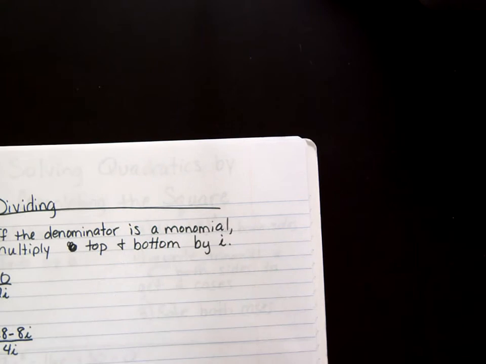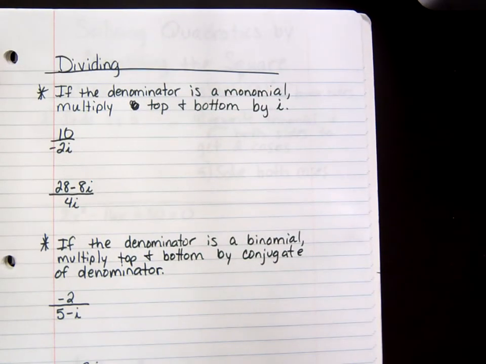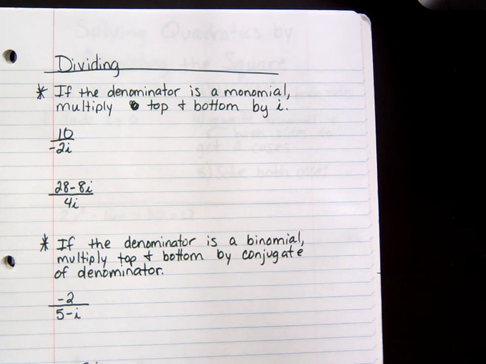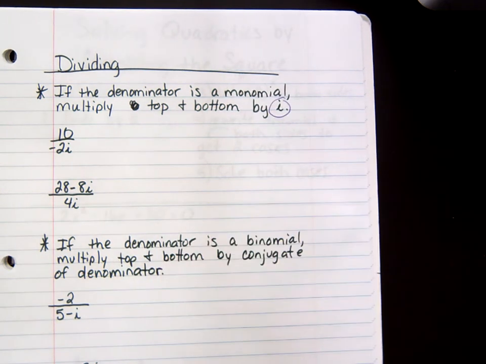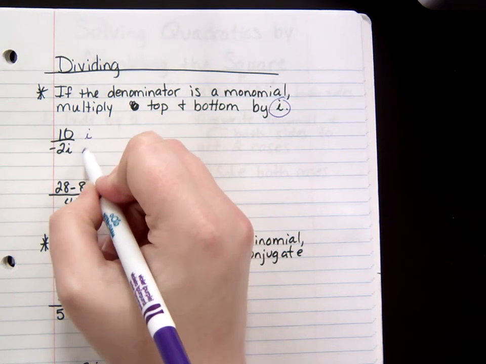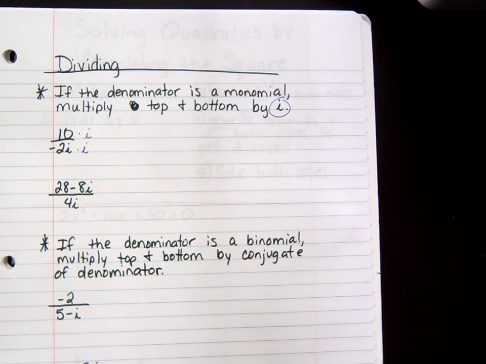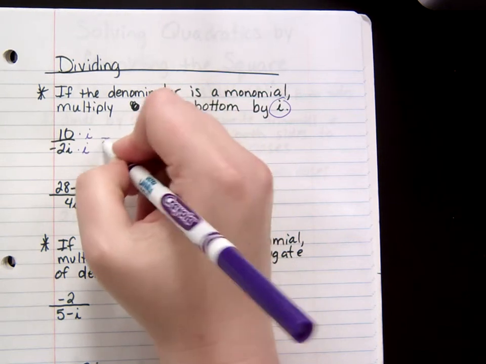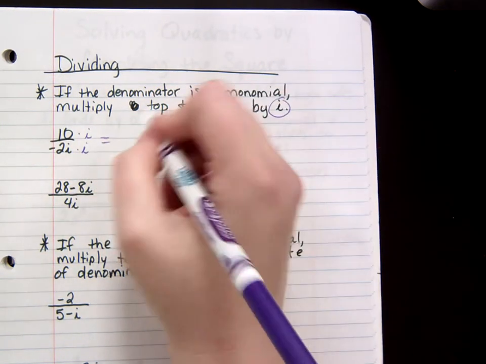Now, dividing complex numbers is going to depend on what your denominator is. If your denominator is a monomial, you're going to multiply your top and your bottom value by i. Now, you have to do it to both the top and the bottom, because basically we're multiplying by a value of 1. Any number divided by itself is just 1. So we're not going to change the value of the original number, just how it looks.